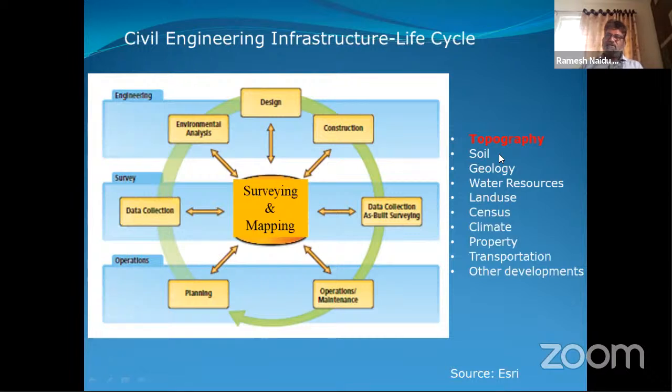And water resources data is already available in the topographical maps. Land use also is available. Census data and climate data may not be available in the topographical maps. Property data is the other database that we need to collect from the revenue and land records department. Transportation data is also available in the topographical maps. So for most of the data that you want to refer to for planning or designing an infrastructure, topographical maps are a very basic requirement, a prerequisite for proceeding to plans and designs.